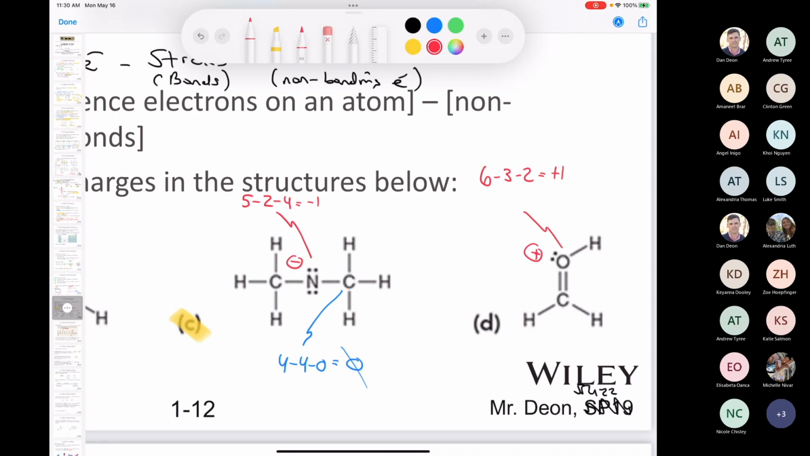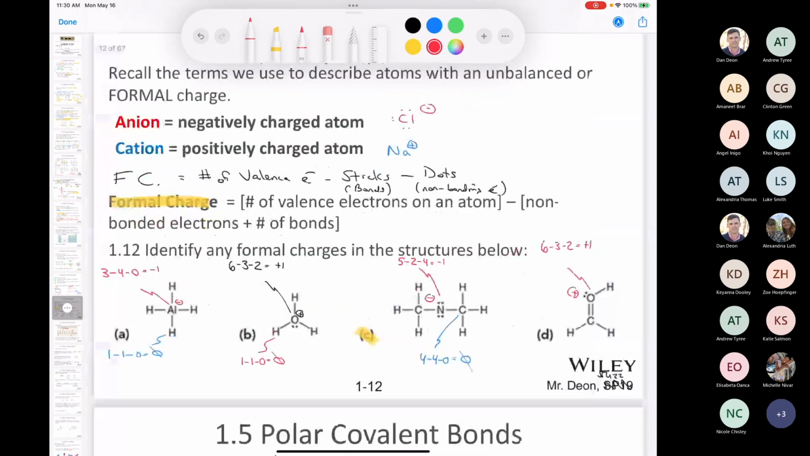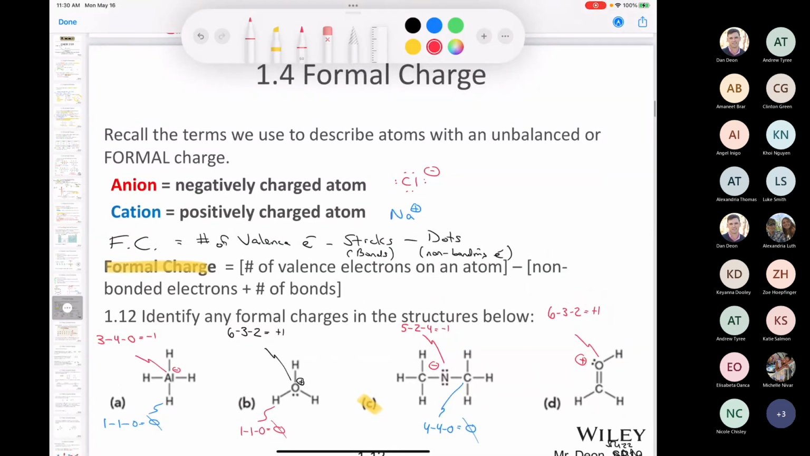Great. Excellent. What do you think of formal charge? Not too bad? Give it a thumbs up. Formal charge. Let's see here. I'm working on the emoji thing here.